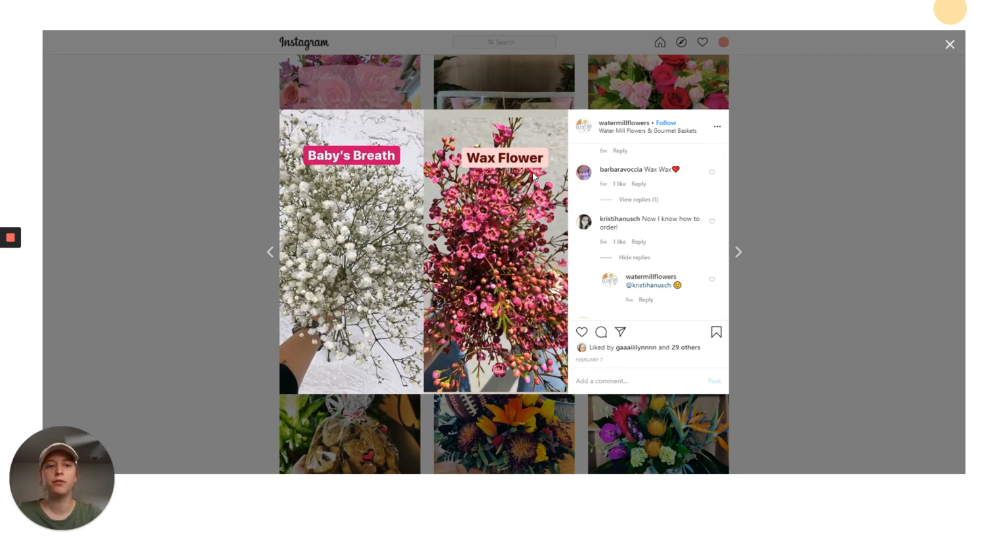This one from Watermill Flowers. Basically, she's asking people to vote. Do you prefer baby's breath? Do you prefer wax flower, not buttermilk? And so those people can comment and say which one they prefer. She's using really well-lit photos. She's using some consistency as far as how she's holding the flowers. So that helps make the post look really nice as well.